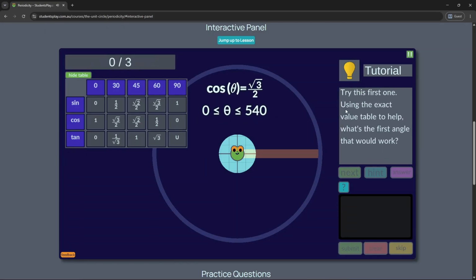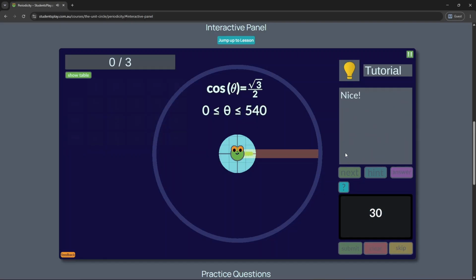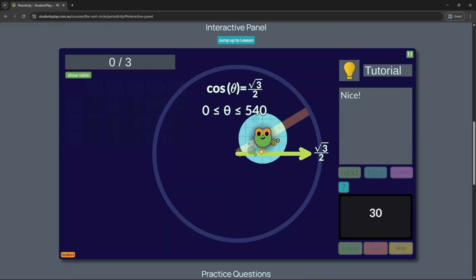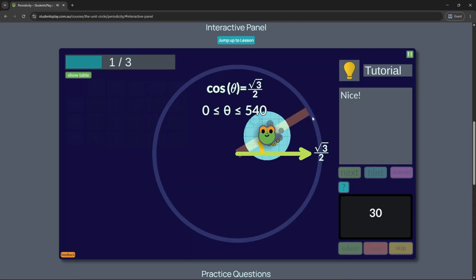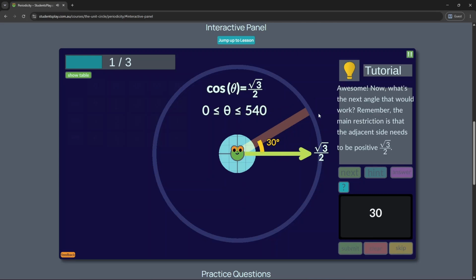Try this first one. Using the exact value table to help, what's the first angle that would work? Okay, so cos theta is going to give us root 3 on 2. For cos to be root 3 on 2, it has to involve 30 degrees, and it's positive. So we're just going to straight up use 30. So, nice. So that's cos theta being root 3 on 2, and then 30 degrees is the angle that gives us that adjacent length there. All right. Awesome. Now, what's the next angle that would work?